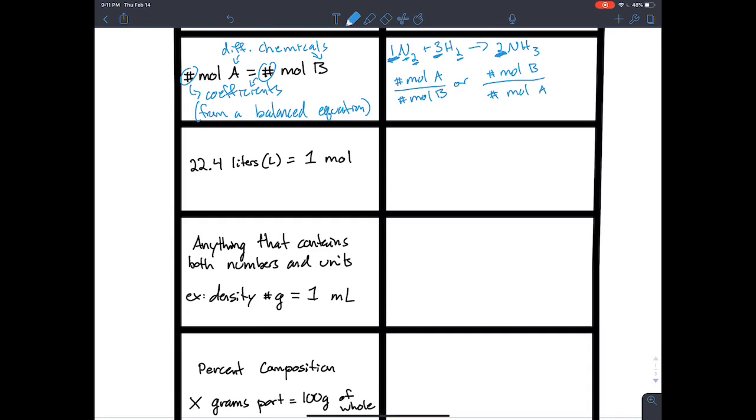Okay, so next one. We're talking about gases. Okay, this is for gases. Gases has 2 S's, I think.